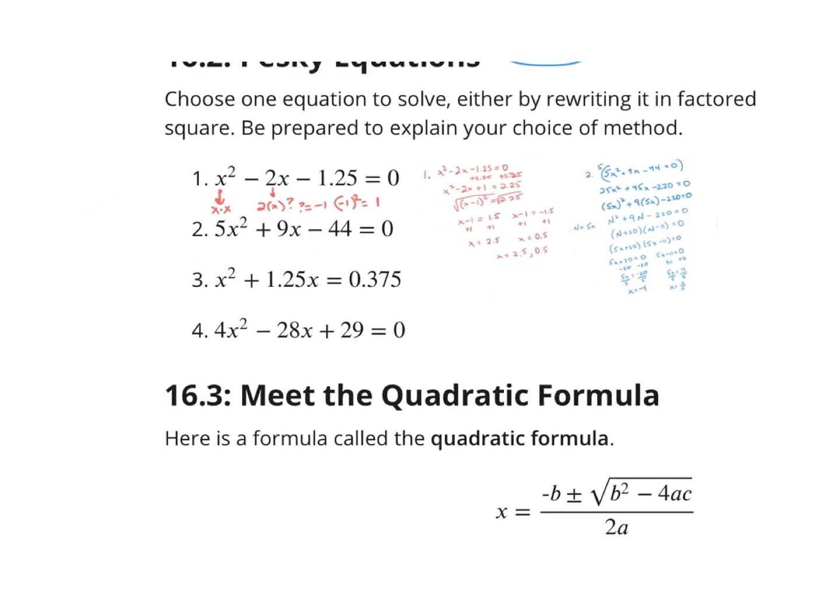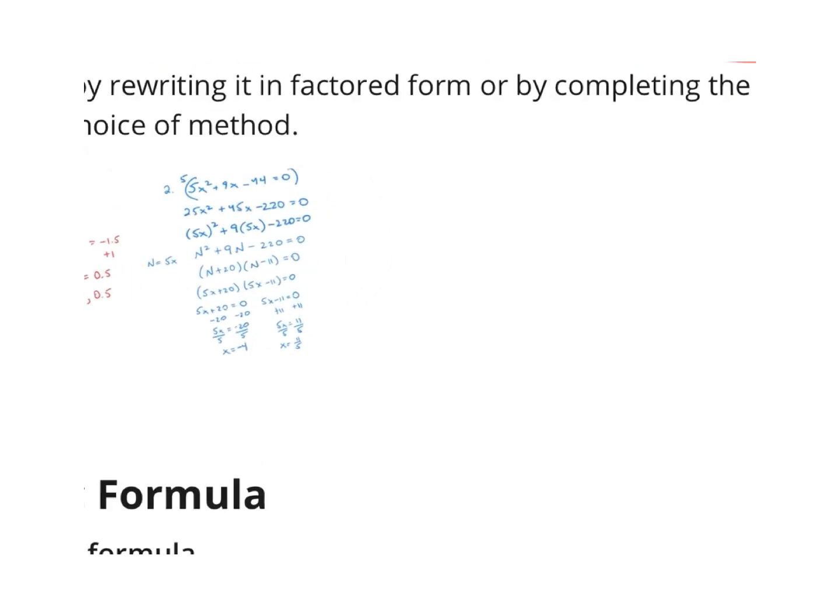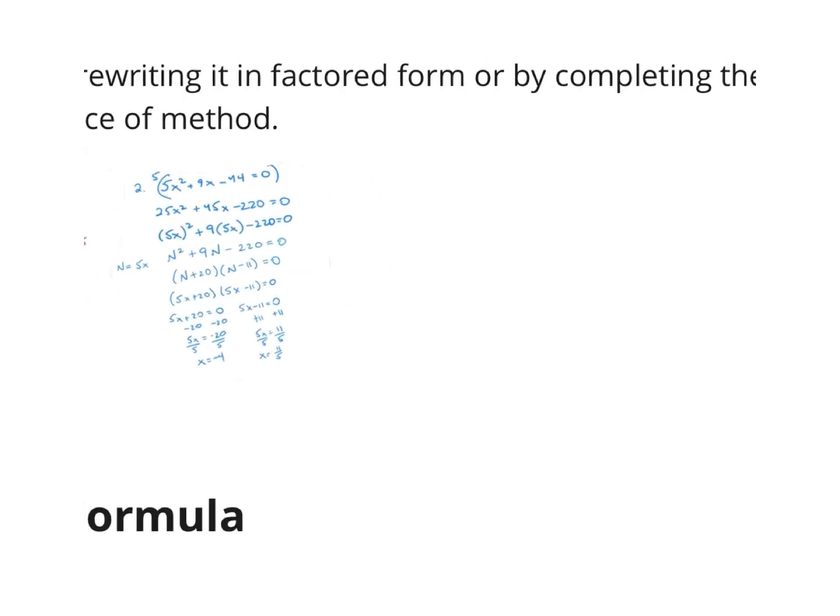For question 3, my equation is x squared plus 1.25x is equal to 0.375. What I'm actually going to do for this problem is, instead of using decimals, I'm going to use fractions. Fractions are a little bit easier to work with. And so let's go ahead and rewrite this, converting it to fractions. So I have x squared plus 5/4 x is equal to 3/8.